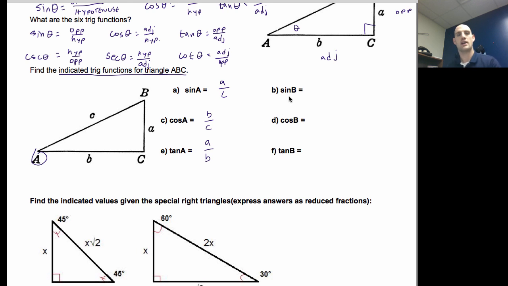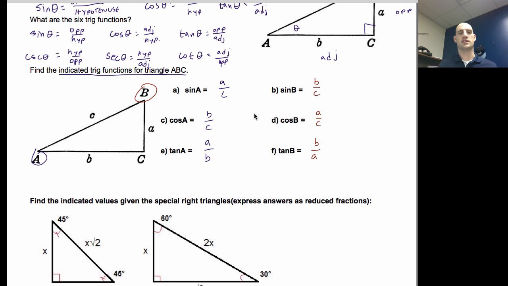In this case, now I'm going to take angle B, and I'm going to switch colors here. I'm looking at B now. The sine of B is opposite over hypotenuse, so B over C. The cosine of B is adjacent over hypotenuse, or A over C, and the tangent of B is opposite over adjacent, or B over A.